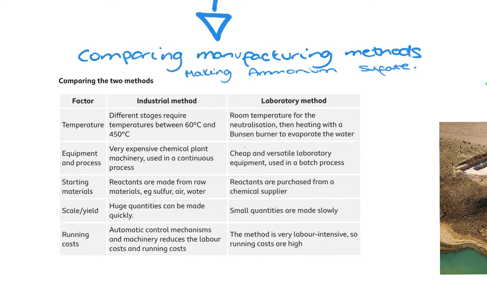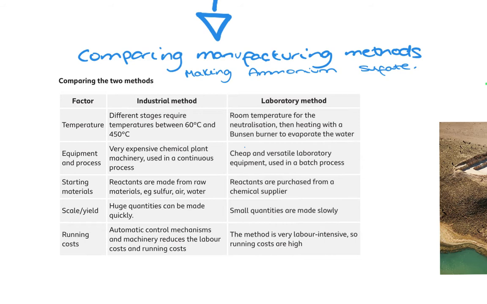In terms of equipment and process, if we look at the industrial method, there is massive and expensive plant machinery that is used to continuously produce ammonium sulfate. Whereas in the lab, we use versatile equipment that we can use for lots of different practical experiments, and we do a batch process. We make one batch at a time, mainly because we are investigating it rather than using it on an industrial scale.